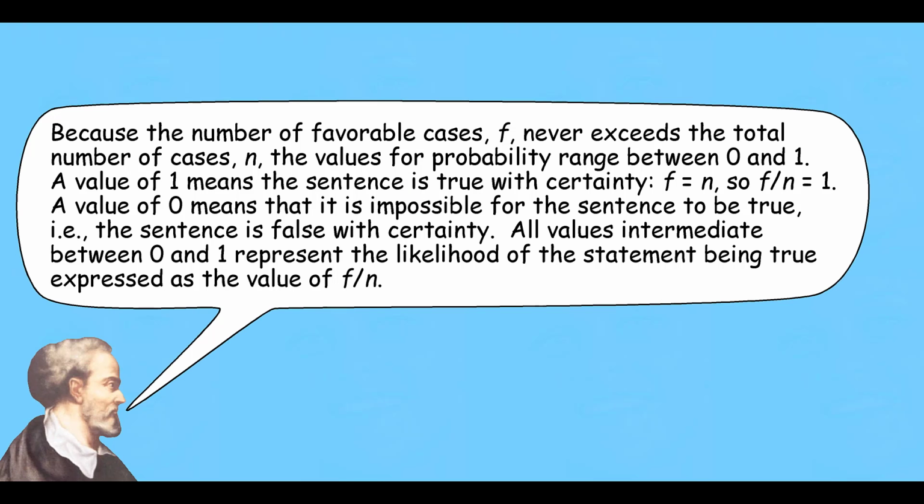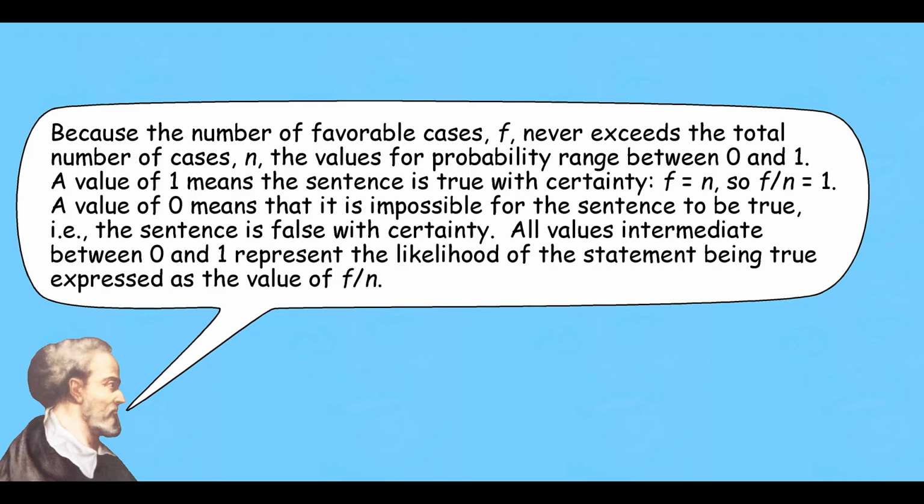Because the number of favorable cases, the ones that make the statement true, can never exceed the total number of cases, all the possible ways the world could turn out, the values for probability range between 0 and 1. A value of 1 means the sentence is true with certainty. The favorable cases, the ones that make it true, are the exact same number as the total possibilities, and so f divided by n would equal 1. A value of 0 means that it's impossible for a sentence to be true. That is, the sentence is false with certainty.